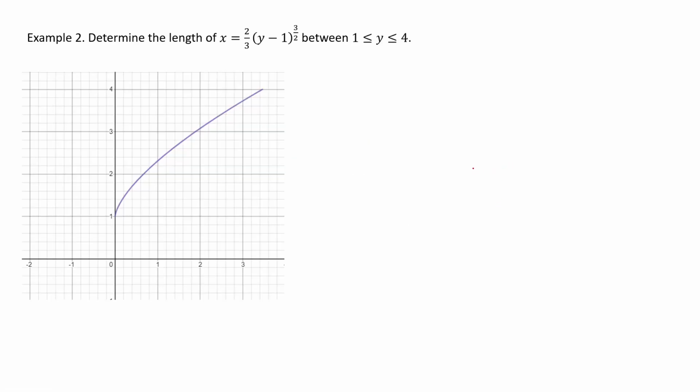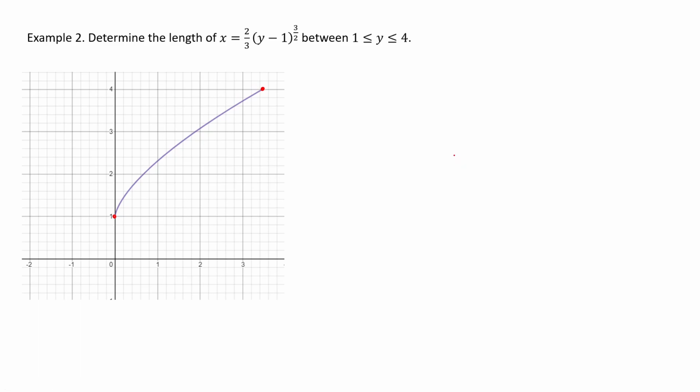Okay, so this time we're going to determine the length of this complicated equation: x equals 2/3 times (y minus 1) to the power of 3 halves. The length is in the range of y from 1 to 4, so y is greater than or equal to 1 but less than or equal to 4. This is the point 1 here, and this is the 4.